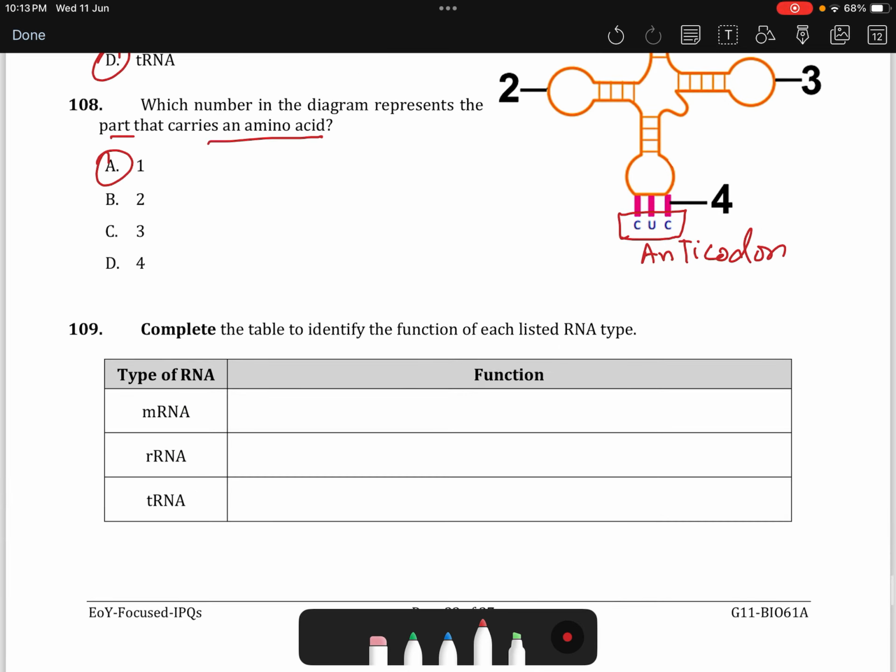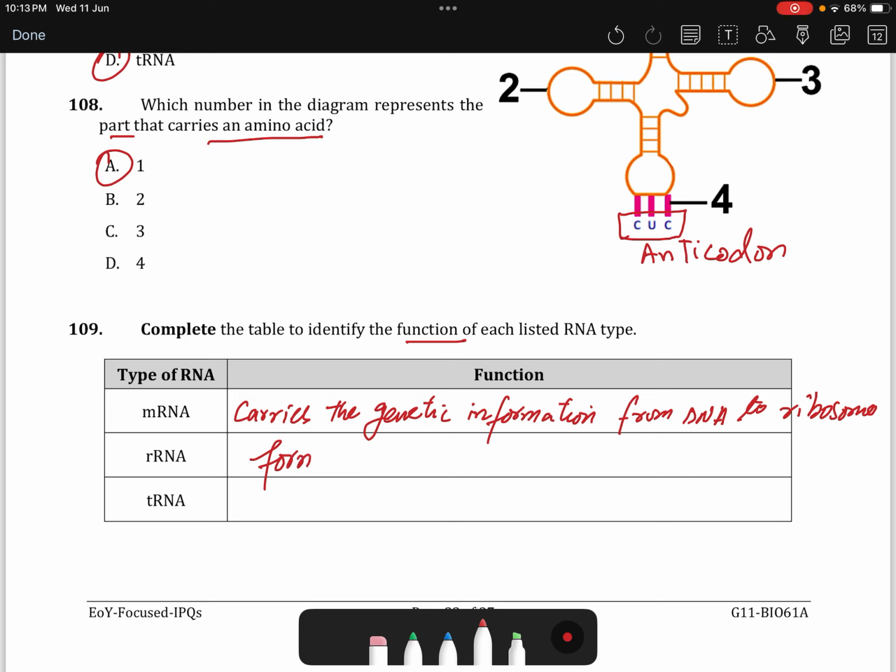Now complete the table to identify the function of each listed. We just defined them up. So how did you define it? You can say it now. mRNA, so what does mRNA do? It carries the genetic information from DNA to ribosomes.